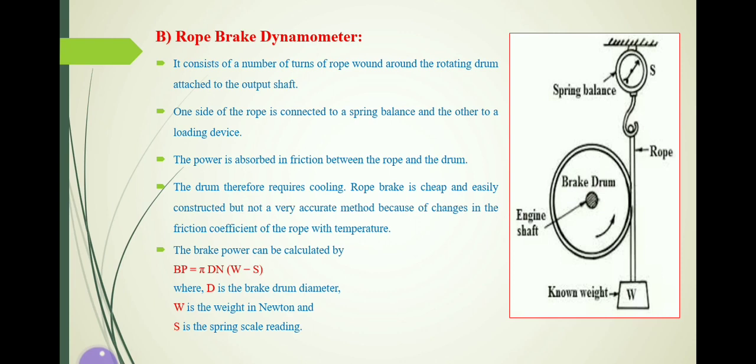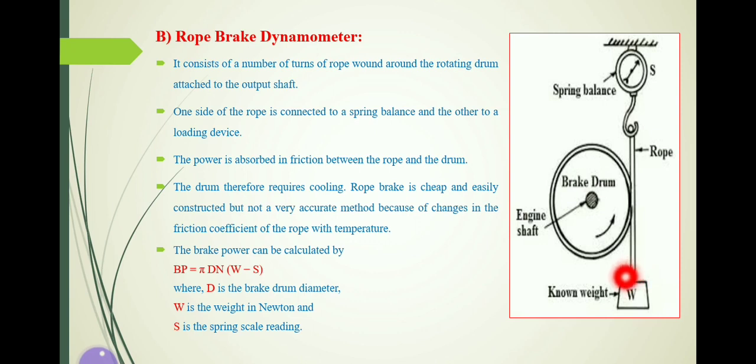The rope is wound around the brake drum. One end is connected to the spring balance, from which we get the spring balance reading, hanged at one position, and the other end of the rope is connected to the balancing weight, or a known weight. Here this is the rope, and this is the brake drum around which the rope is attached. One end is connected to the spring balance by this hook, and the other end is connected to this balancing weight. Now we apply weight in a continuously increasing manner on this balancing weight.